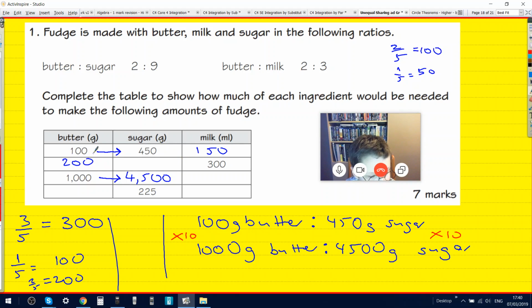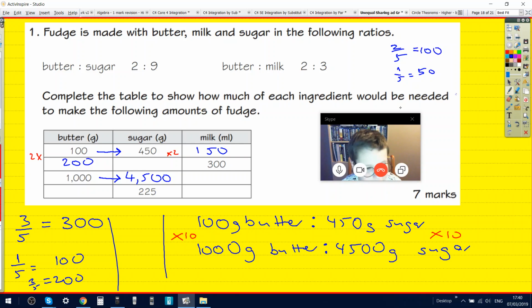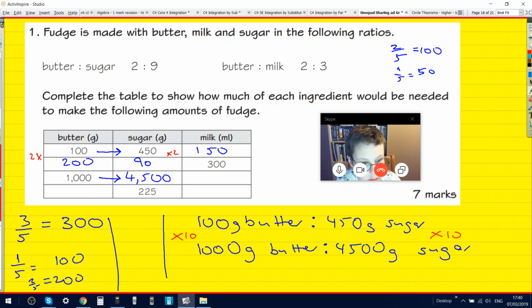And so what, you can only use multiplying or dividing? So you times the 100 by 2. Mm-hmm. So 450 times 2 is 900. Well done. So that is 900, and I think that's probably the easiest method to do these.